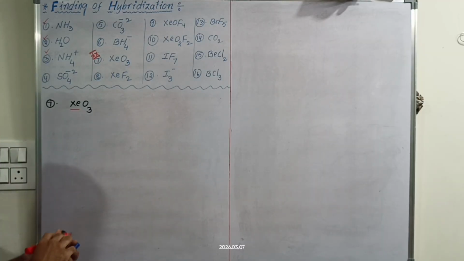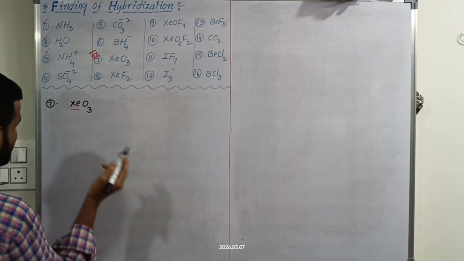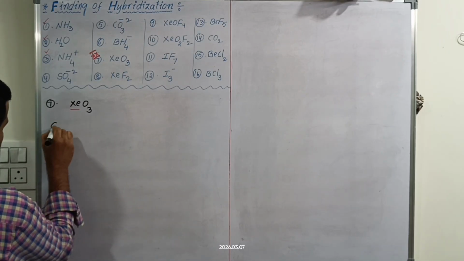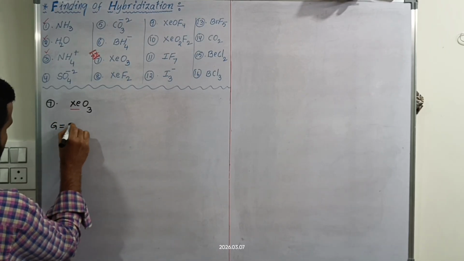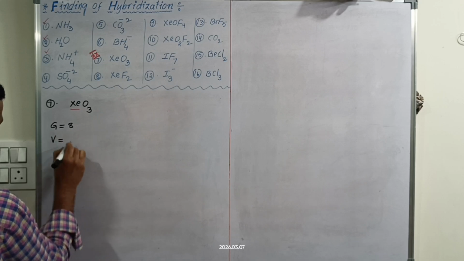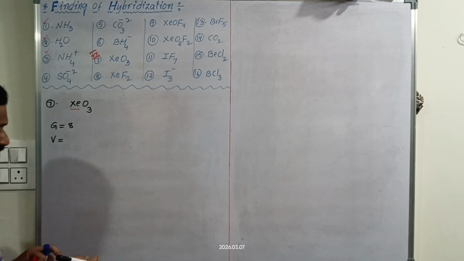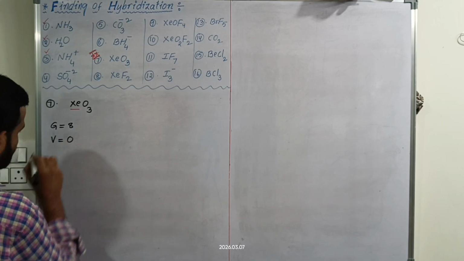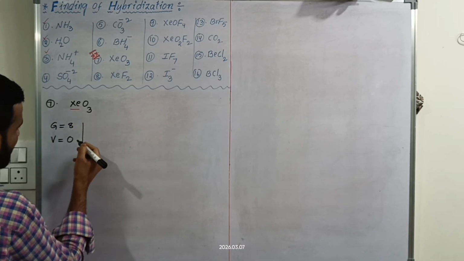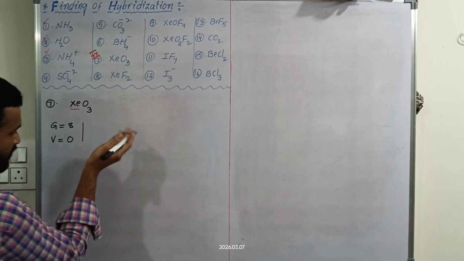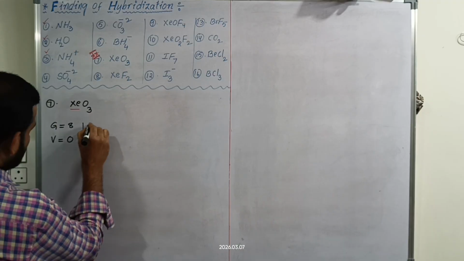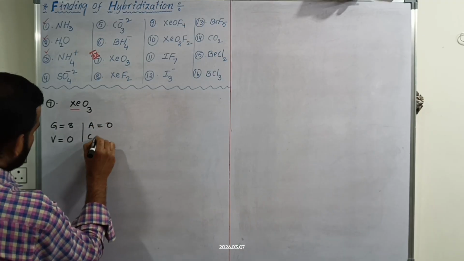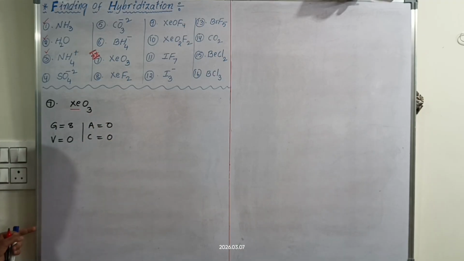Okay, central atom is xenon. So it is placed in the 8th group, means 0 group element. So here group number is what? 8. So here next V is the number of monovalent atoms. Oxygen is divalent, so we don't consider. So V is equal to 0. Then is this anion or cation? No. It is a completely neutral molecule. So then A is equal to 0 and C also 0.